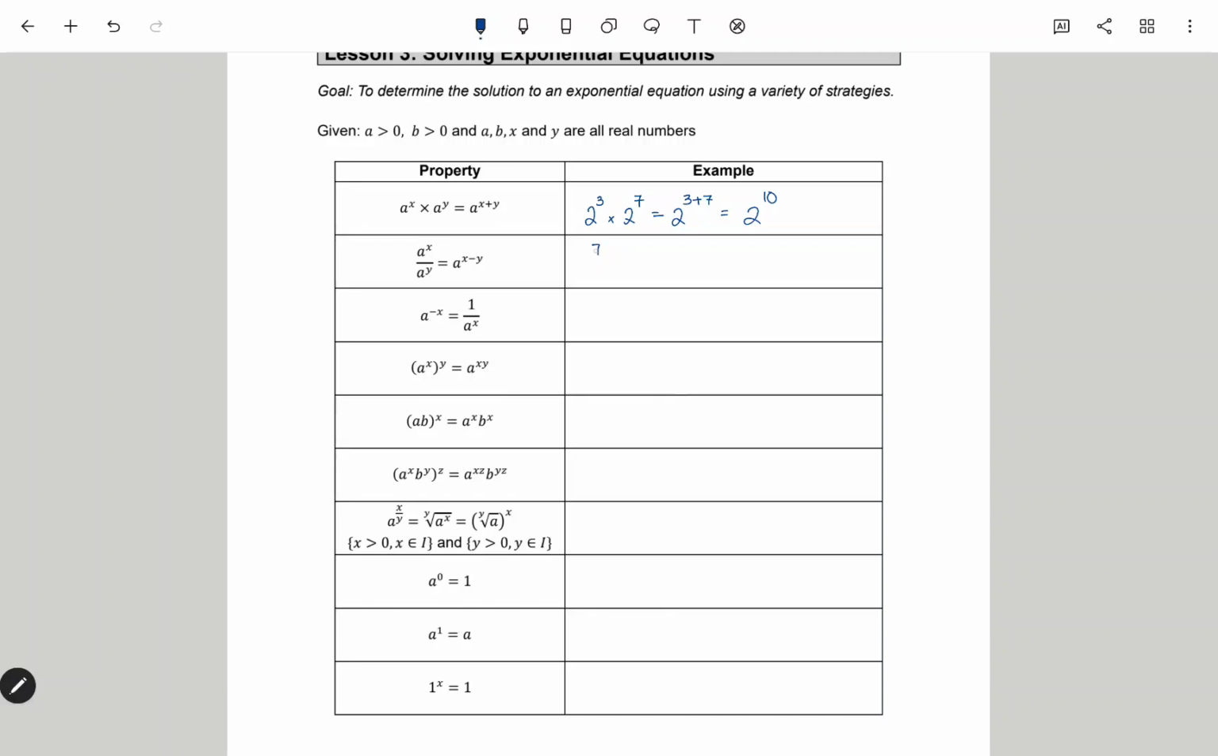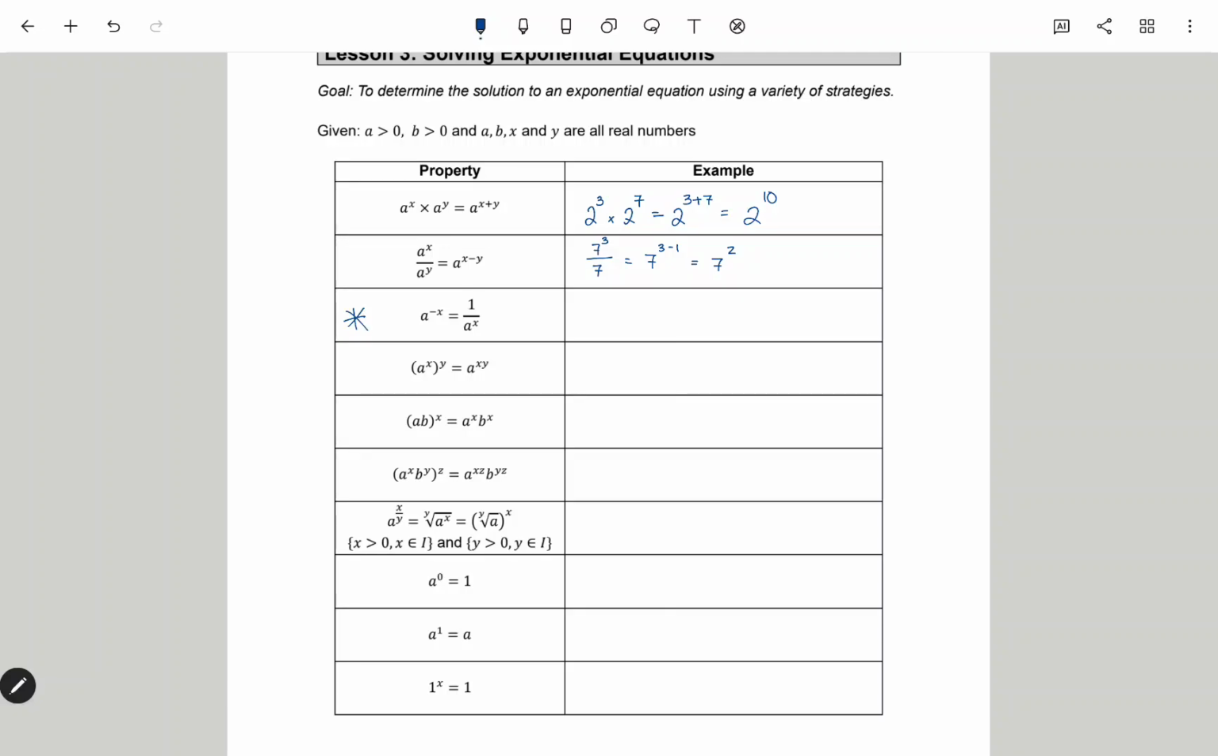Similar idea when we are subtracting. If I have 7 to the power of 3 divided by 7, so 7 to the power of 3 minus, remember when nothing's written here, there's an invisible 1. So this simplifies down to 7 squared.